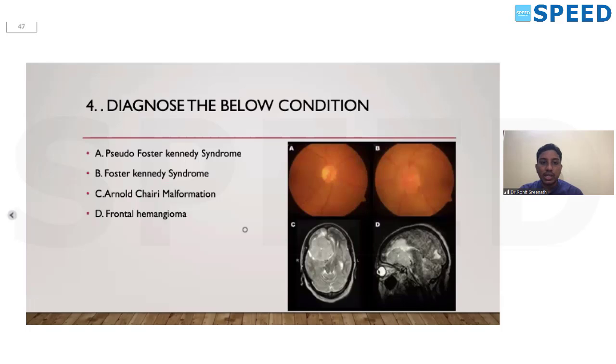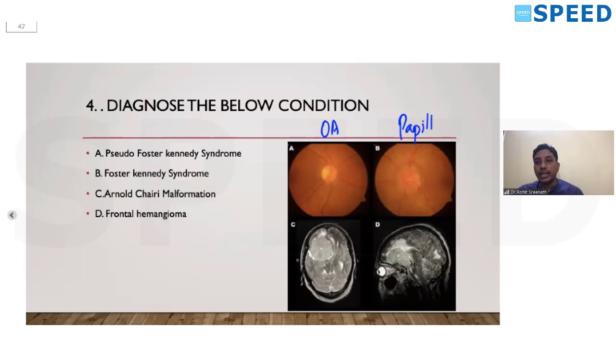Okay, so diagnose this condition. So what do we have here? We have a frontal lobe tumor which is compressing the frontal lobe. Ipsilaterally, we have an optic atrophy, and contralaterally, we have a papilledema. So what is your diagnosis? A frontal lobe tumor compressing ipsilaterally on the optic nerve, resulting in optic atrophy and a contralateral papilledema. It is Foster-Kennedy syndrome. Foster-Kennedy syndrome is because of the frontal lobe tumor. So the answer is Foster-Kennedy syndrome.